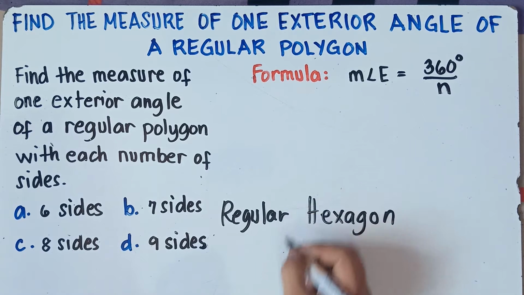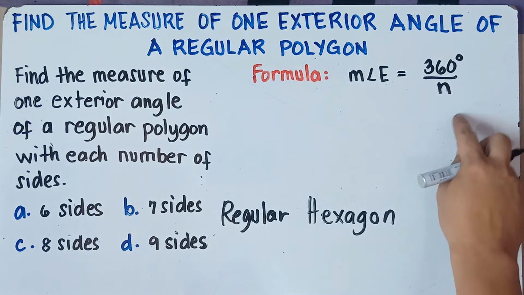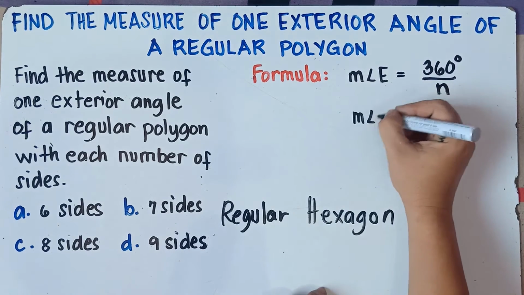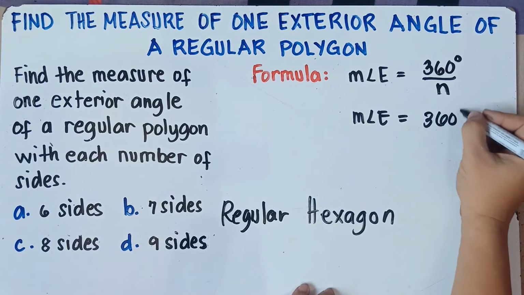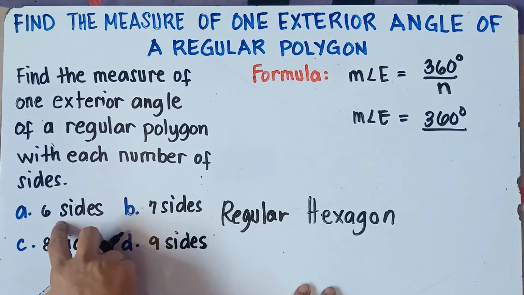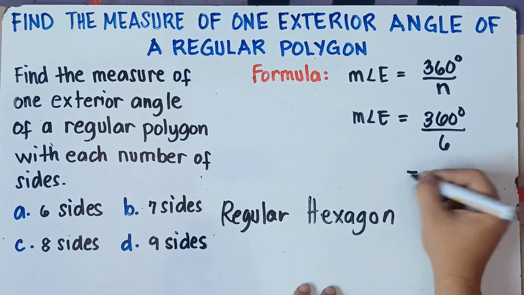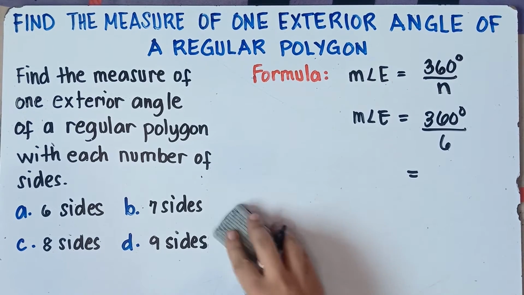So a regular hexagon has 6 equal sides. And all interior angles must be congruent. 6 interior angles must be congruent, and 6 exterior angles must be congruent. So, simply use this formula. The measure of each exterior angle equals 360 degrees over n. Now, once again, n represents the number of sides. Divide by 6. So, our n is 6. We have 6 sides. So, you can use your calculator or your cell phone for this one.